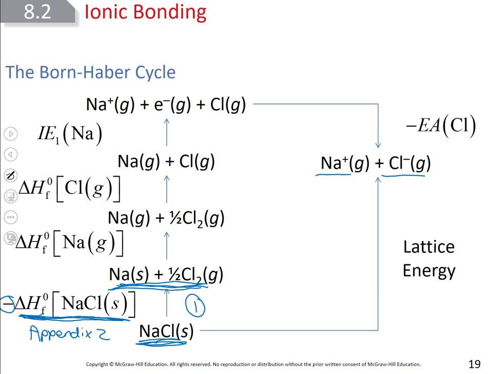So second step, step 2, is we're going to take our metal and go from the solid state to the gas state. And again, that is going to be a standard enthalpy of formation because that is not the standard state for that element to be a gas. It's going to take energy to do that. And again, we find that value in the appendix.